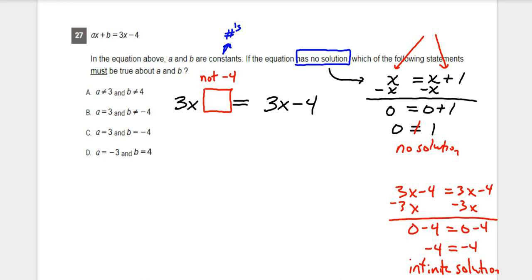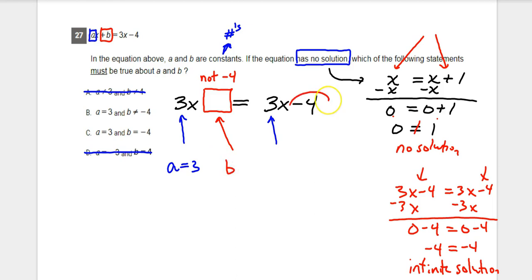So I can't have the same number be right here. I need them to come out to be where the two sides are different. So basically, to have no solution, my x's had to match. Since they said a is the number in front of x, I have to make sure that a equals 3. Well, that wipes out these two. So a definitely has to equal 3. But my b number, my back number here, b cannot be negative 4. Otherwise, it's going to be infinite solutions. So the one that worked here was B. B is the correct answer for number 27.